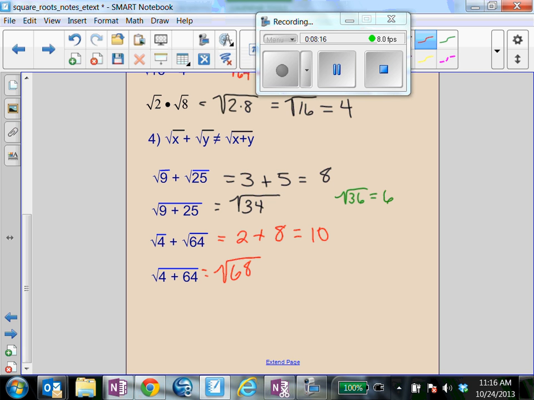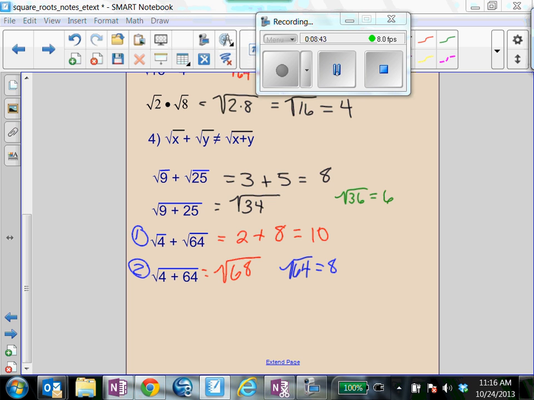But let's approximate. Let's find a very close perfect square to 68. 64 is really close to 68. So we can approximate if we're asked to. You may not be asked to, but we can. And so we know that this is close to 8. It's actually a little bit bigger than 8. So we know that this first problem here is larger than the second problem here, the solution to the second problem.